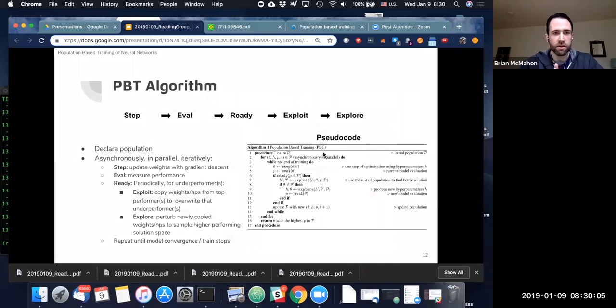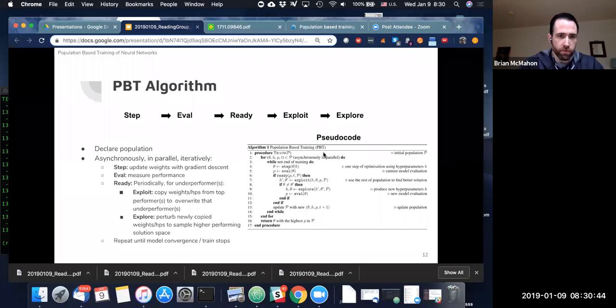And so now here we are to the pseudocode. So in this algorithm, there's essentially 5 key methods that need to be programmed if you were to implement this. So step, eval, ready, exploit, and explore. So when you're carrying out this algorithm, first you have to declare your population of workers, say 20 workers or so. And then asynchronously, in parallel, and iteratively, you run these different methods where step updates the weights with some form of gradient descent.